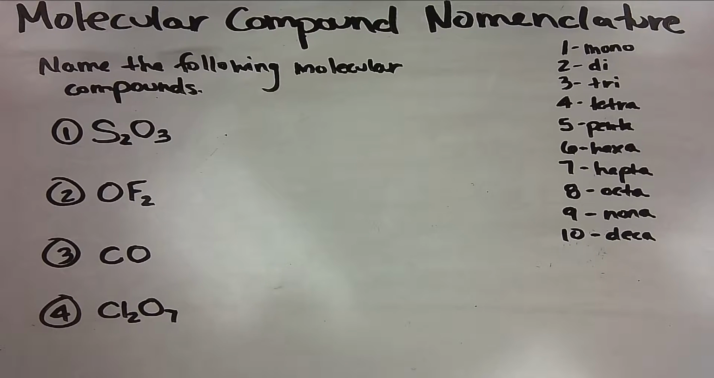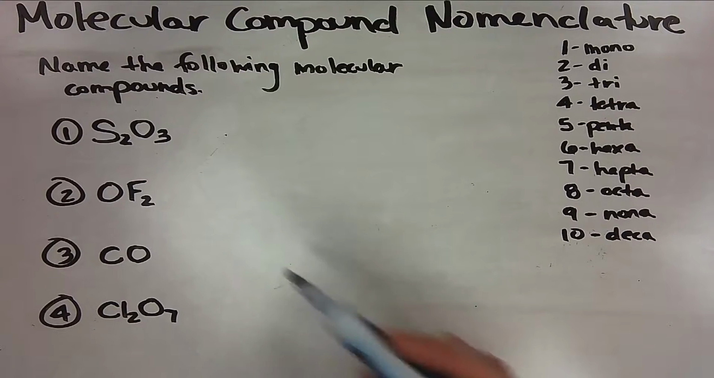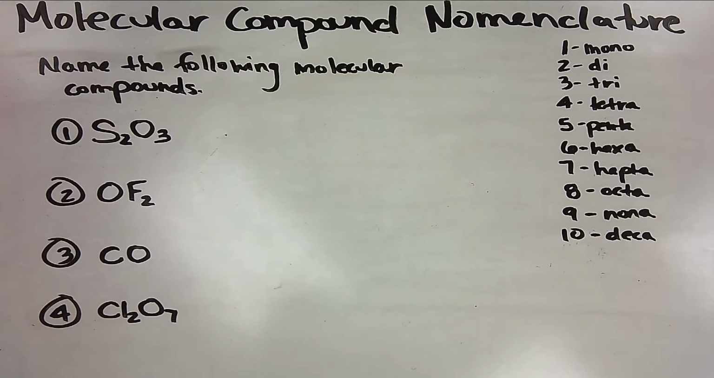Hey chemistry students, today's tutorial is going to be on molecular compound nomenclature, or more simply put, how we name molecular compounds with a systematic approach. The way these compounds are named is denoted with prefixes. They are named based on the number of atoms of each element present in your compound.